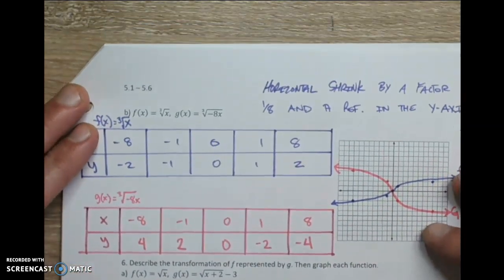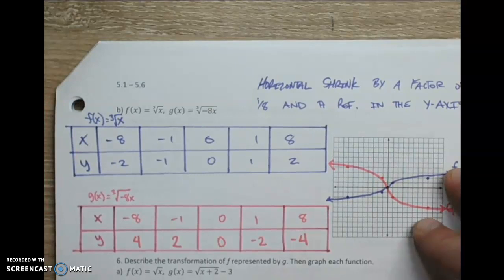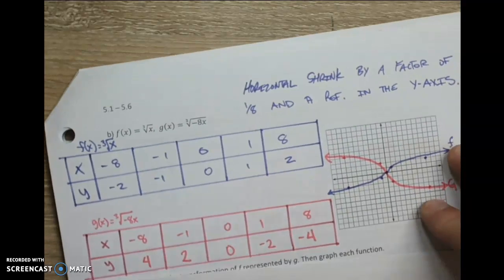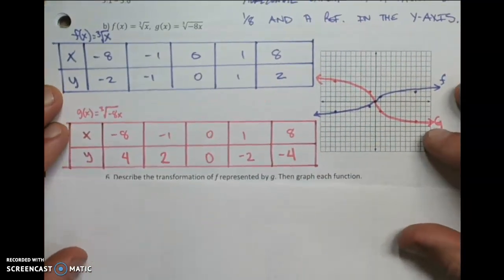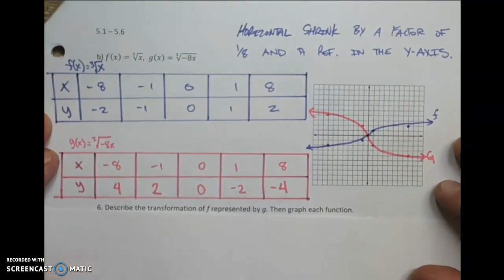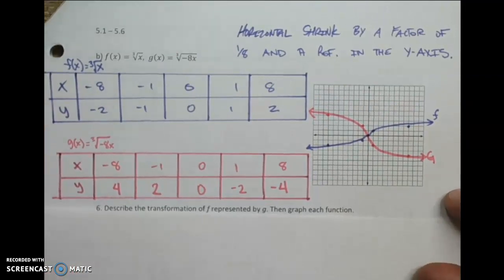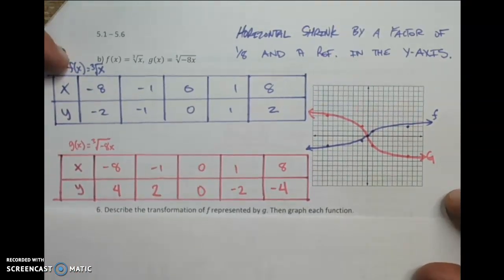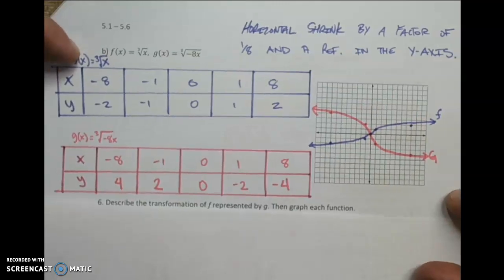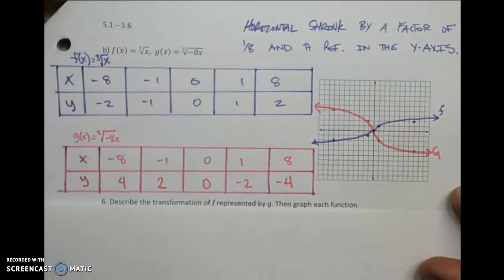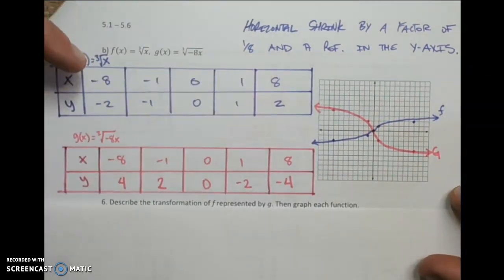Alright, I'm going to flip it up. Now the cube root is pretty similar. Okay, so this time I'm going to start with my parent function, which is the exact same points I used before: -8, -1, 0, 1, and 8, because those are perfect cubes. I don't even need my calculator. I can do all that in my head, plug in those.